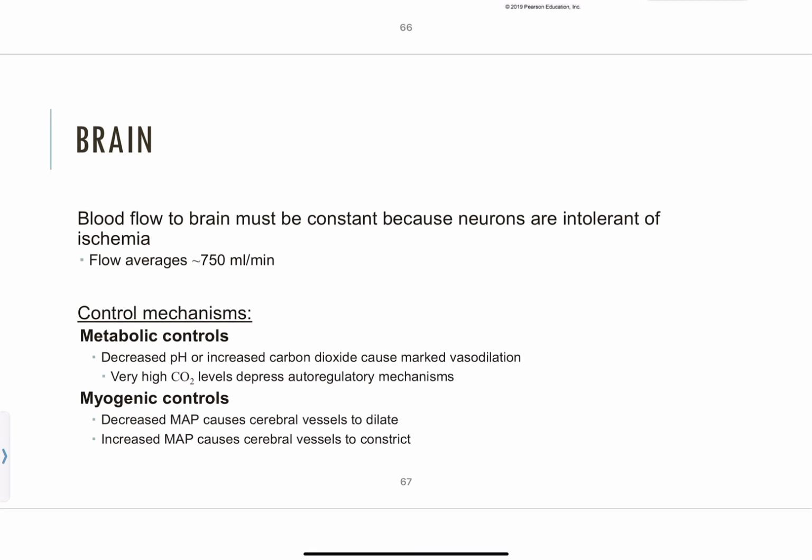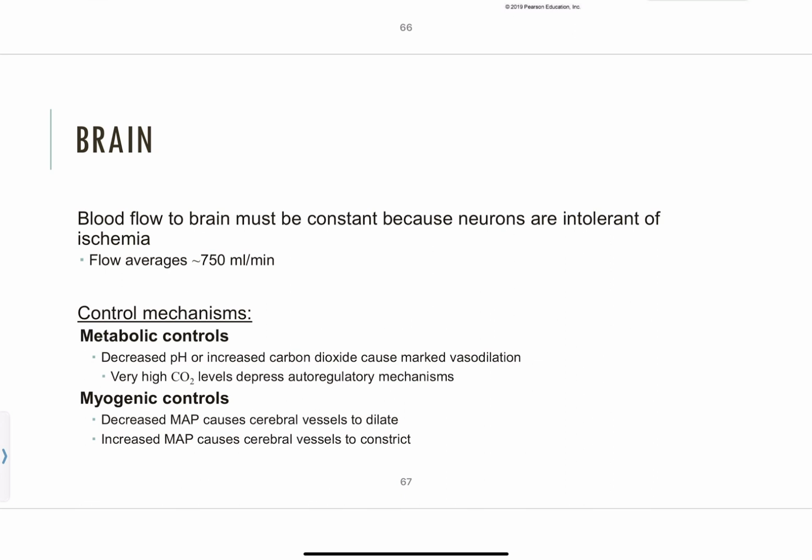So when it comes to the brain, we have to keep blood flow steady. We're not trying to alter blood flow to our brain like we did with our skeletal muscles. And the reason why is because neurons are very sensitive to oxygen loss. So we want to make sure that the brain is consistently receiving about 750 milliliters per minute of blood.